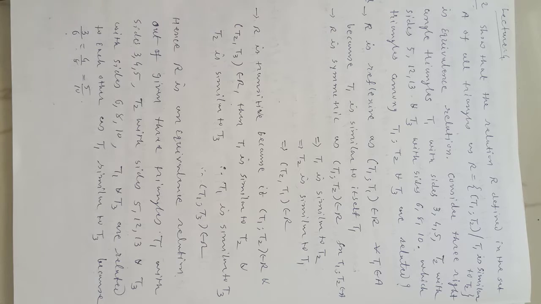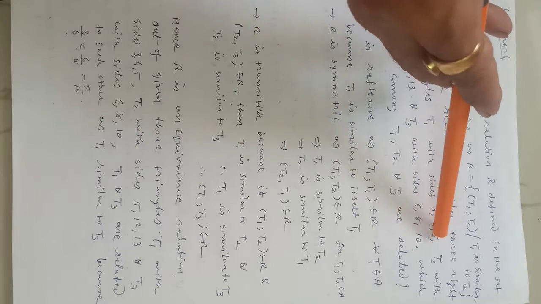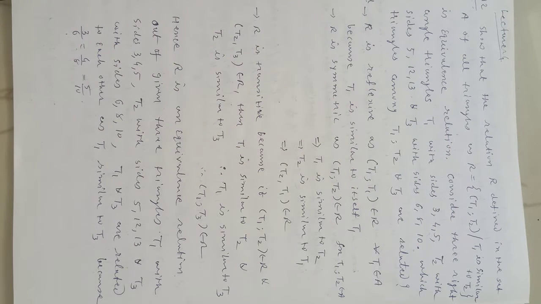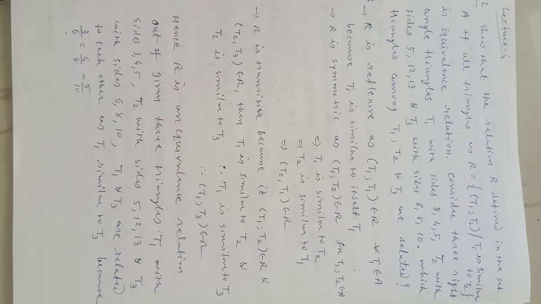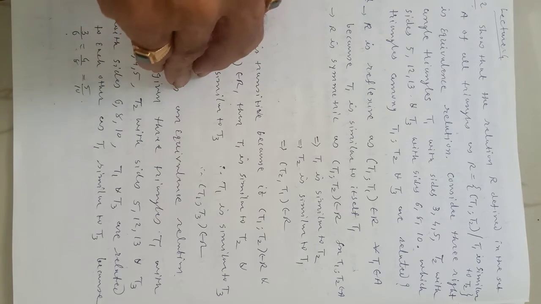But look at T1 and T3. Come to the point, T1 and T3, very important. Look and compare; check the ratios: 3 by 6, 4 by 8 and 5 by 10. They are all equal to 1 by 2. So what do we conclude? We conclude that T1 and T3 triangles are similar triangles. They are related. Clear? So that completes your question number 12.